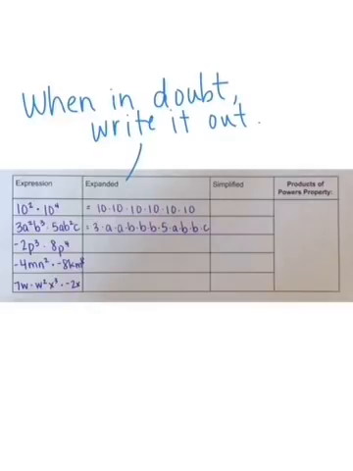So the first two here, I look at this and I have 10 times 10 times 10 times 10 times 10 times 10. Well, that's a mouthful. And I look at that and I say, well, I really have 10 to the 6th power. Then the next one, I have 3 times A times A times B times B times B times 5 times A times B times B times C.